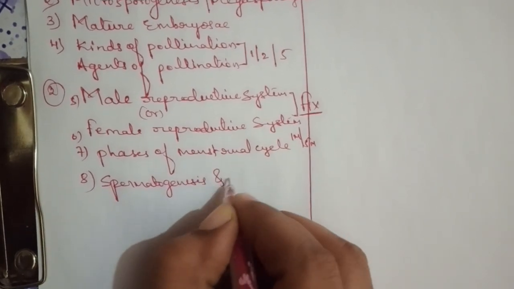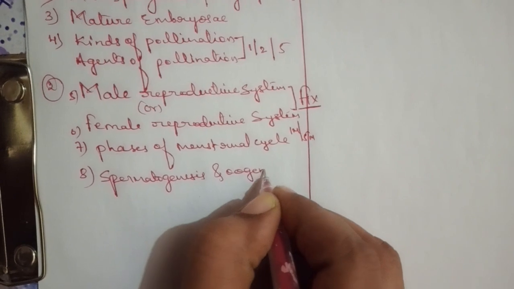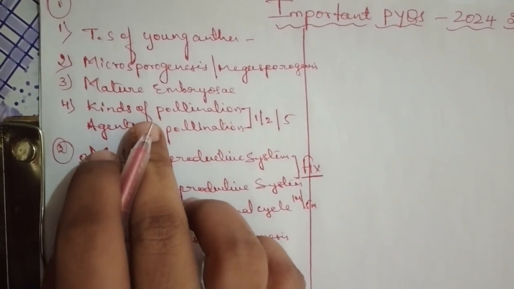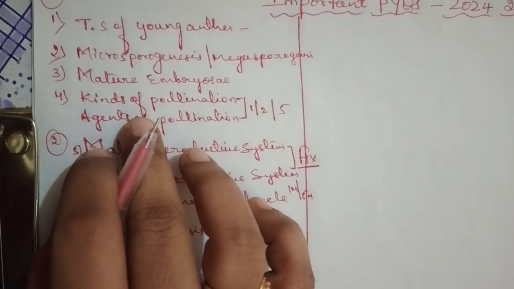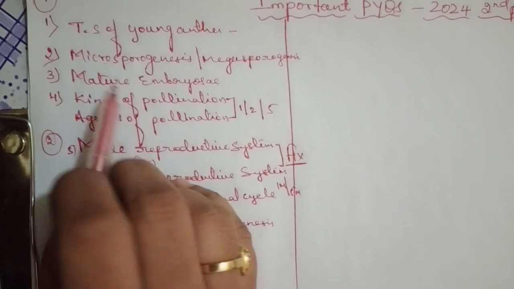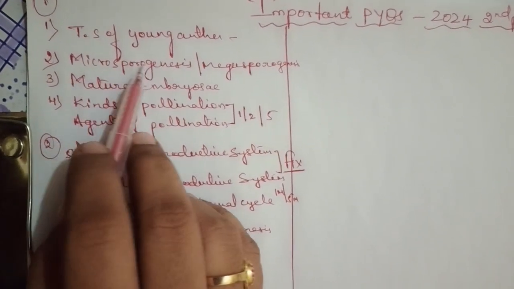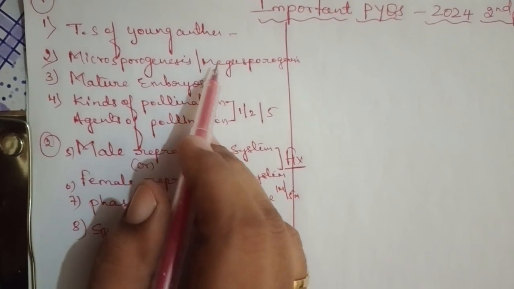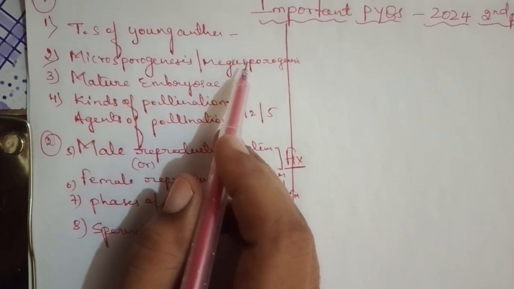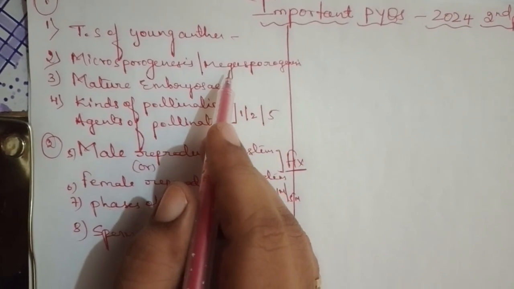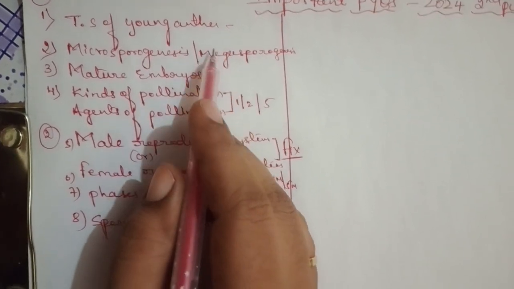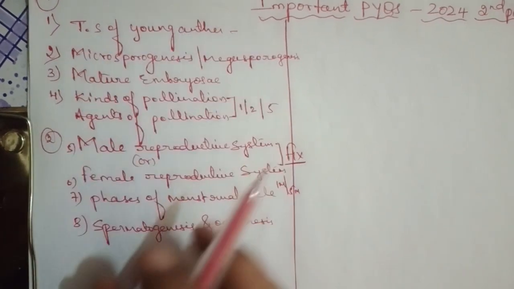In this chapter also there is a chance of getting one difference based question. Like the one you took earlier, microsporogenesis and megasporogenesis, instead of that you can get true fruit and false fruit. Followed by that, you can get another difference: albuminous seed and non-albuminous seed. Like this, one difference based question.